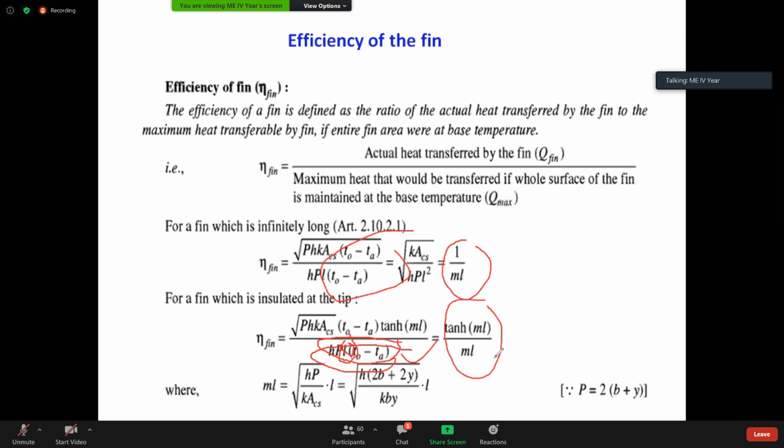You have to get the efficiency back. So in this way, we can define the actual heat transfer through the fin for the respective cases, case 1, case 2, and case 3: infinitely long fin, finite length fin with insulated tip, or finite length fin with heat dissipated from the tip. Based on that, we have to calculate. And in this case, the denominator is through the surface, so it is the maximum possible heat transfer.